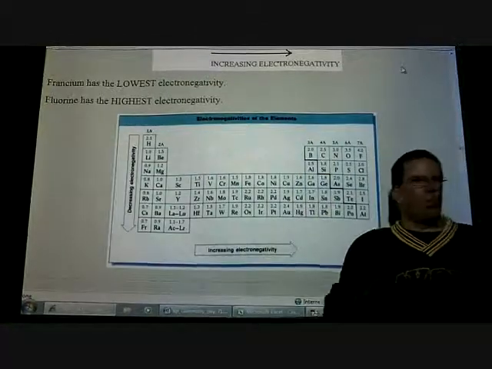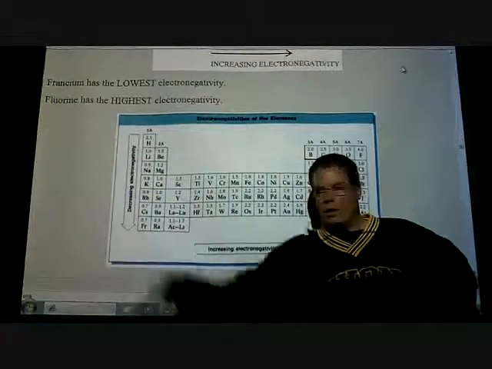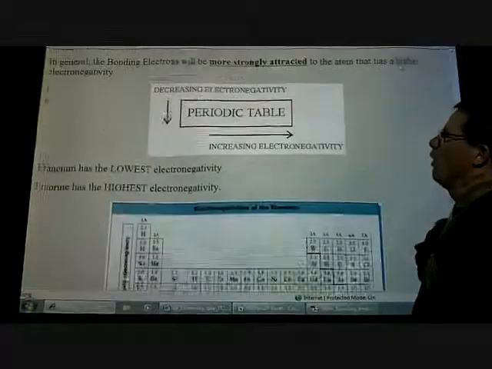Non-metals, very good. And non-metals want electrons, where metals are saying, nope, you can have it. You're good, take it. Okay. So let's go back up. I wanted to show you that graph.